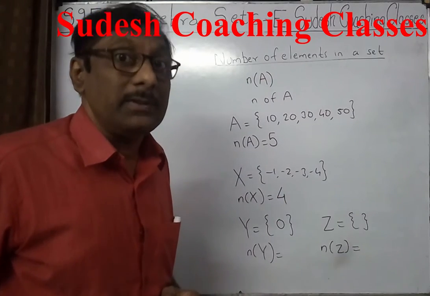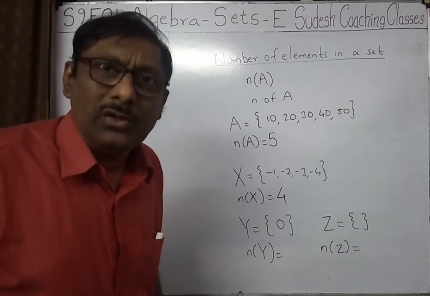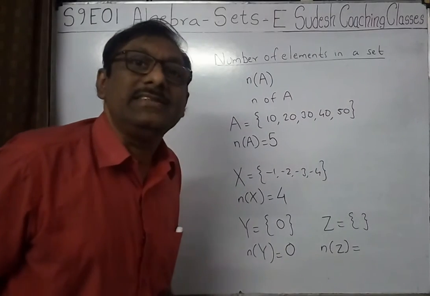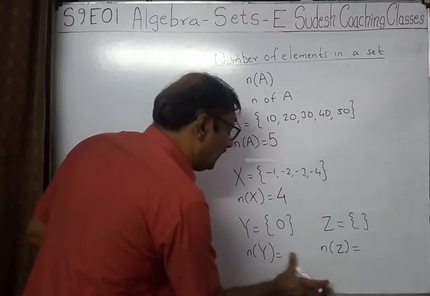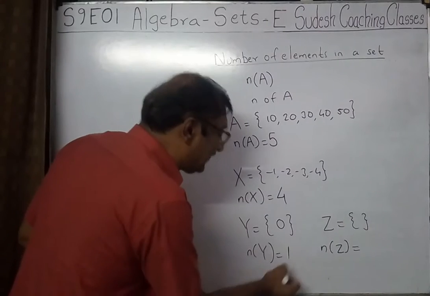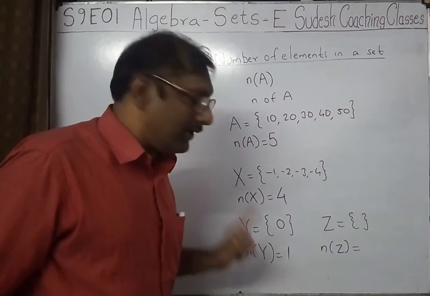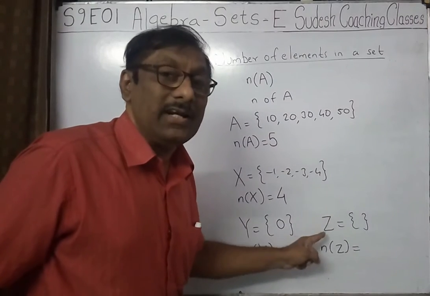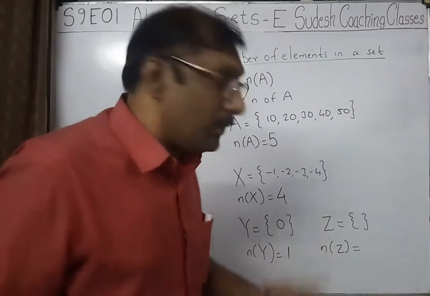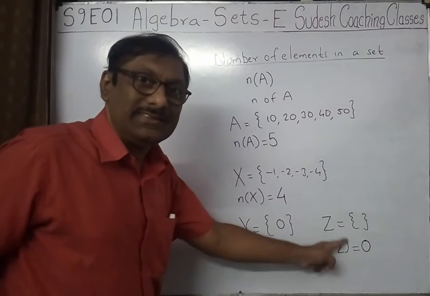And now to the important mistake that you can make. Here it is. Y contains 0. Most of the students tend to write the number of elements of set Y is 0. Wrong, wrong, wrong. Remember, 0 is also one element. So the number of elements is 1. Don't make this mistake. Now here comes Z contains nothing. Nothing means empty set. That means the number of elements is 0. Did you understand the difference between this and this?